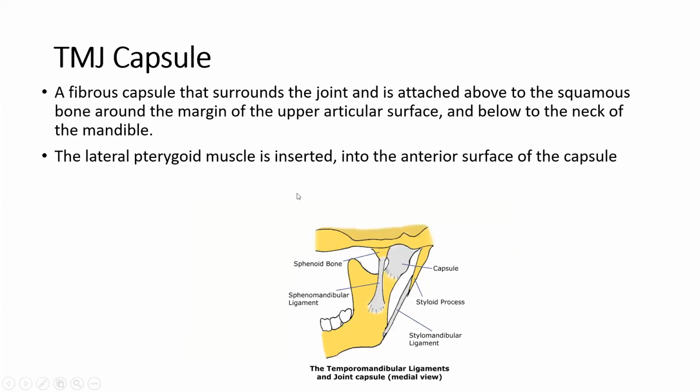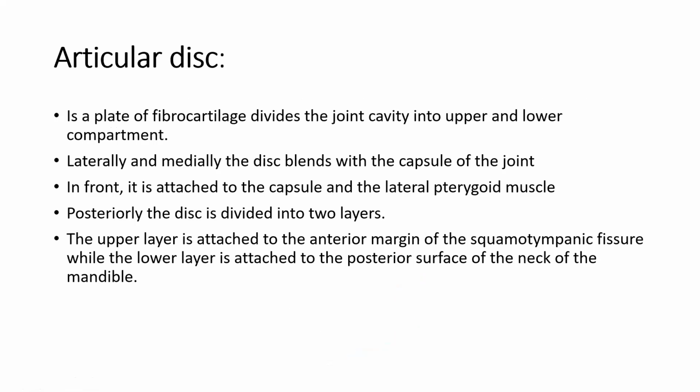The soft tissue components of the temporomandibular joint include the temporomandibular joint capsule. This is the temporomandibular joint capsule, and it surrounds the joint and is attached above to the squamous bone around the margin of the upper articular surface, and below it is attached to the neck of the mandible. Also the lateral pterygoid muscle is inserted into the anterior surface of the capsule of the TMJ.